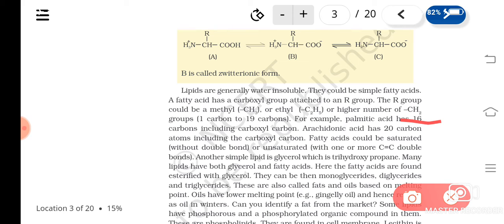Then arachidonic acid has 20 carbon atoms including the carboxyl carbon, meaning 19 carbon groups are attached to the carboxylic acid functional group. So what we are studying is lipids. First I explained amino acids, and along with amino acids I explained the proteins. Now I am talking about the lipids.